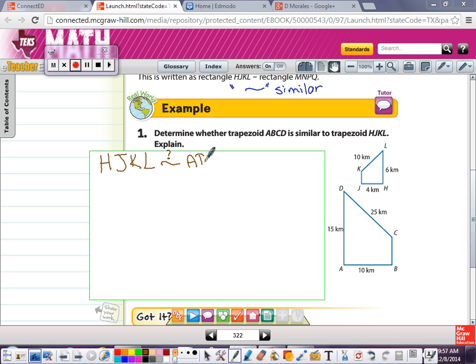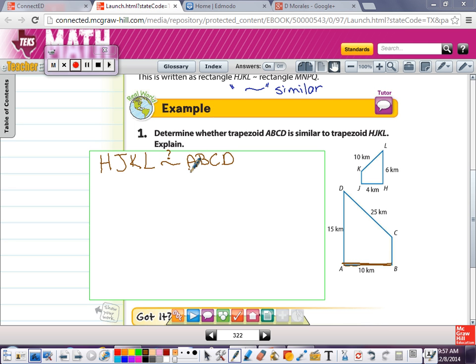Here's one of the properties of shapes you're going to need to know. Whenever you have shapes with letter names, the letters all have to correspond to the matching sides of the other shape if they are indeed similar. Now what I want to do is compare some sides. I see that on the big trapezoid down here, this side from A to B is 10 kilometers.